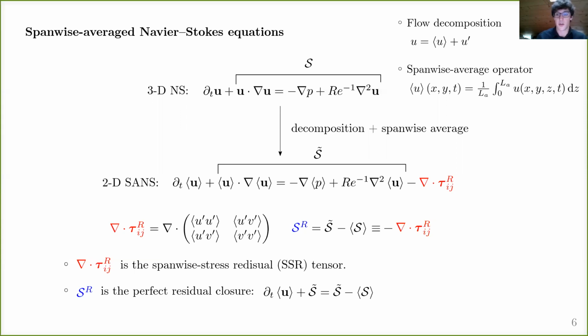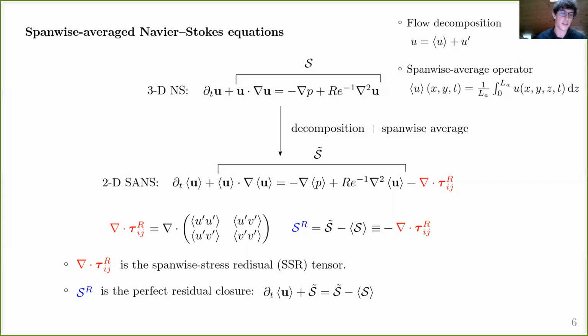The terms look like they would normally do in a Reynolds decomposition. So we have a stress tensor. Here we call it the spanwise stress residual tensor, in red. And the divergence of this tensor is what shows up in the momentum equations.